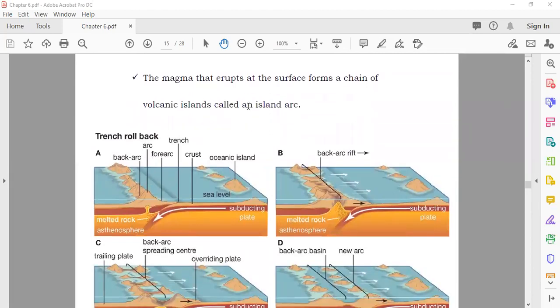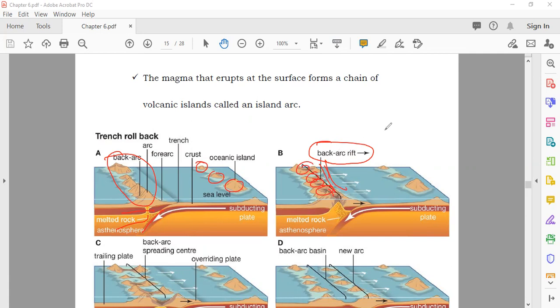Now they use a word, oceanic island. It means that whenever in the ocean, you will find these volcanic activities or plates moving over each other, so you will get new islands. These islands in a sequence are known as a back arc rift. You can see they are just like in an arc form. So this is known as back arc rift.